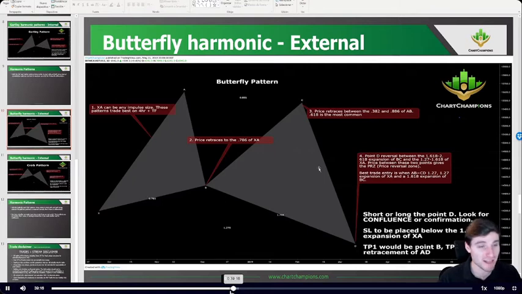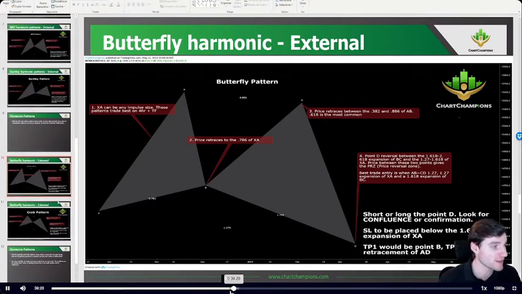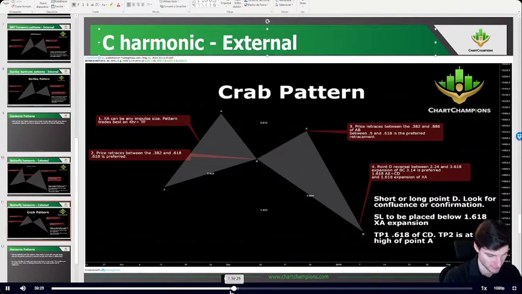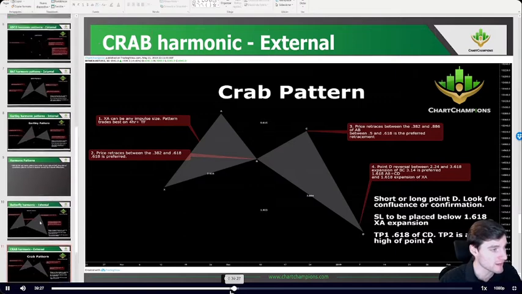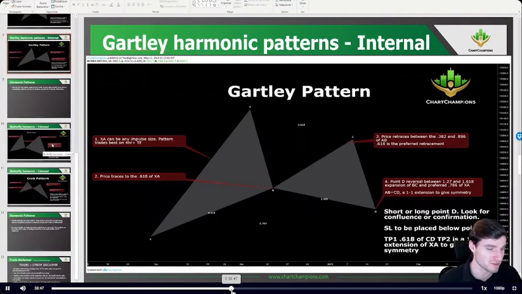So the next is external harmonic patterns. These are our external butterfly and, I've not changed the labeling up here, crab. So our butterfly and crab, these are external harmonic patterns because obviously they are breaking.